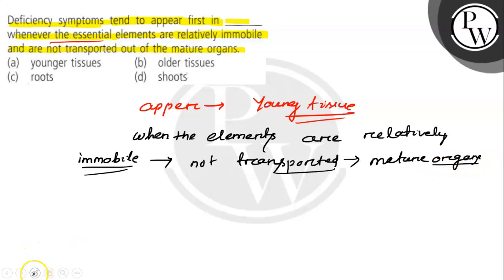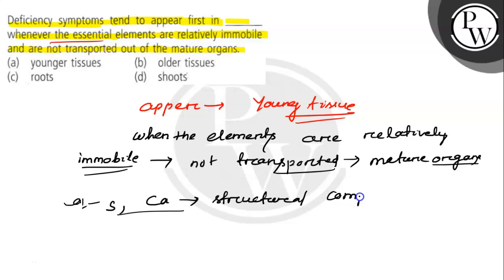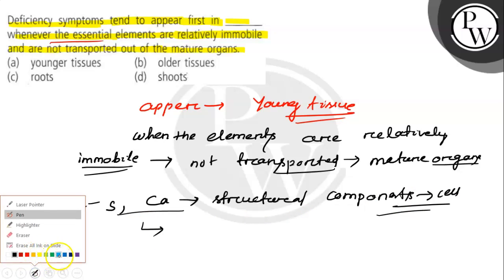The example is sulfur, an element which appears first in the younger leaf because it is immobile in that place. Another one is calcium. These elements are parts of the structural components of the cell, so they are not essentially released. They are required for the structural part.